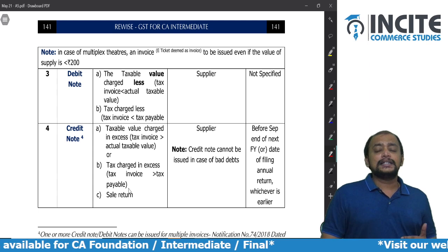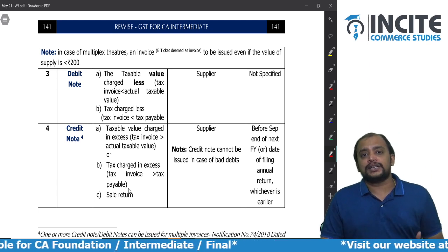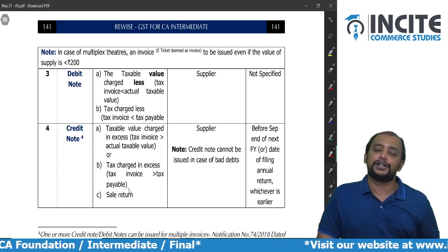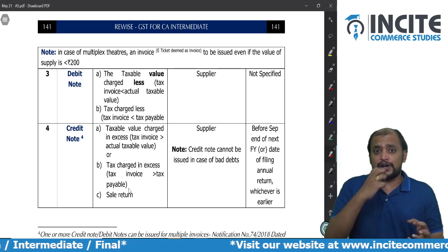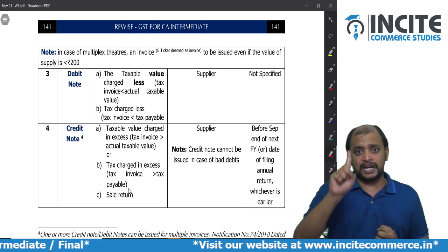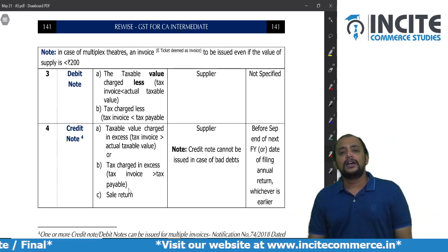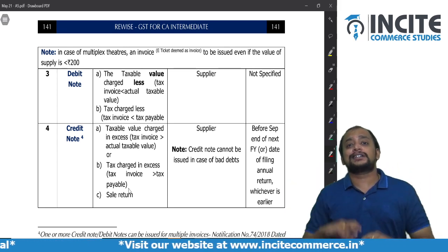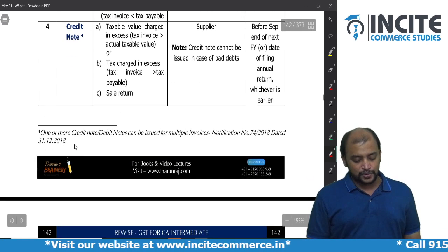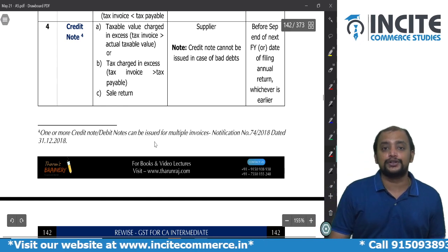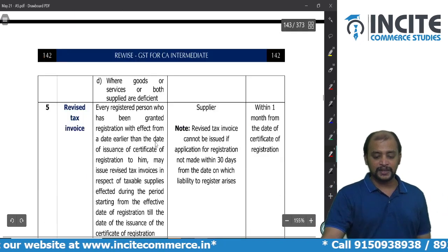Then, sir, against multiple invoices, can I give a single debit note or credit note? Yes. I gave 5 invoices. For all these 5 invoices, now I want to pass on a cash discount. I can give a single credit note. Or for 5 invoices, I am charging a single interest. I can give a single debit note. So one or more credit notes or debit notes can be issued for multiple invoices.